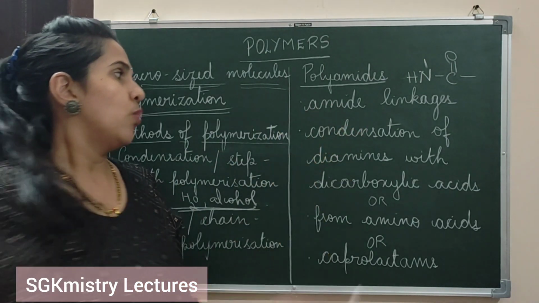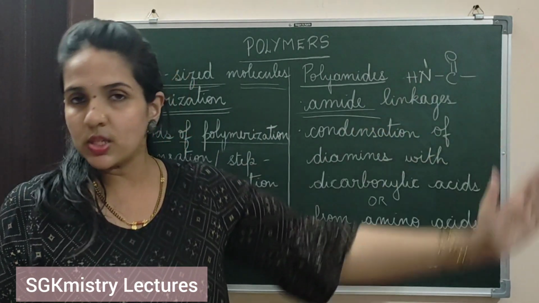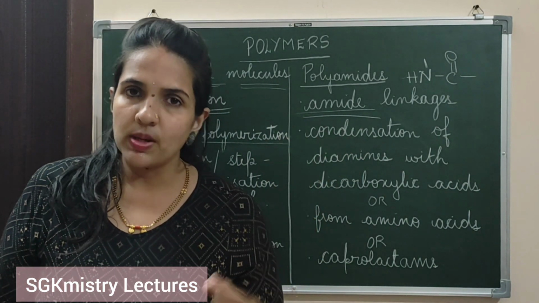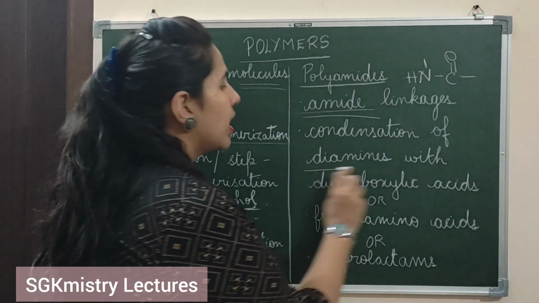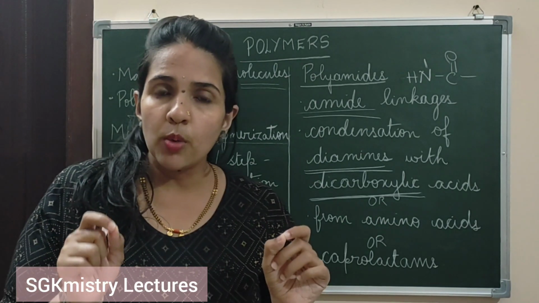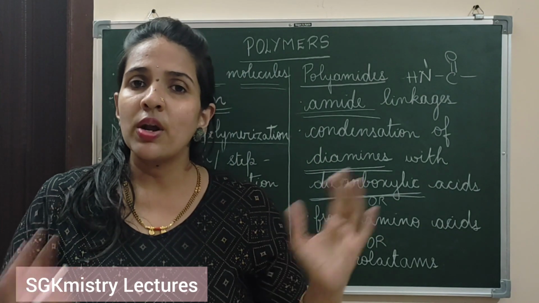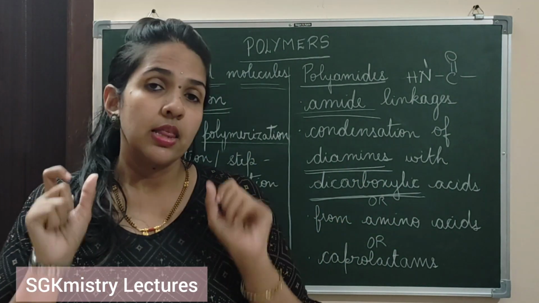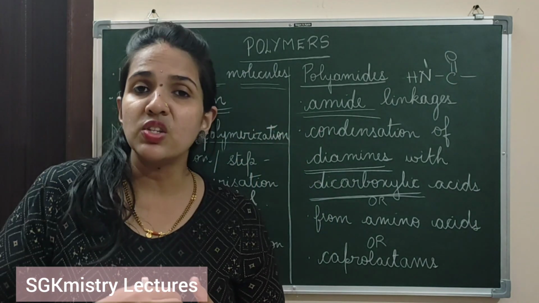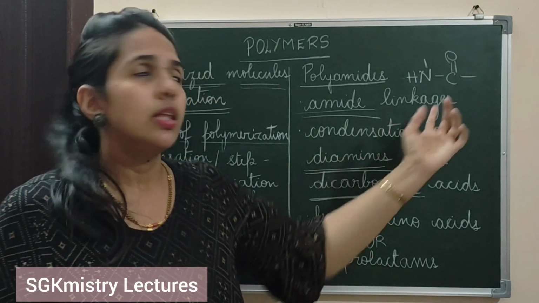So here we have the amide linkages, that is CONH, or you can also write it this way, NHCO, based on the placement of the monomers. This type of polymer can be formed by the condensation of diamines with dicarboxylic acids. That is, when a particular monomer has two carboxylic groups on either side, or a particular monomer has two amino groups on either side, then the NH2 and COOH groups will combine with each other, and the condensation reaction takes place by the loss of a water molecule to give the amide linkage.